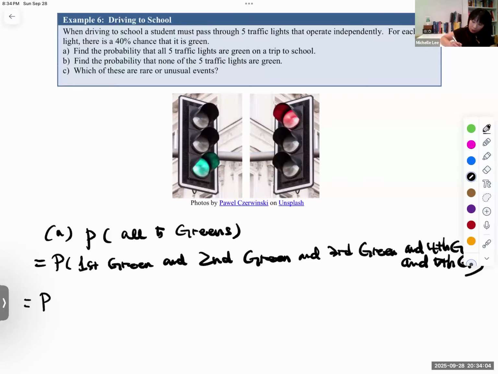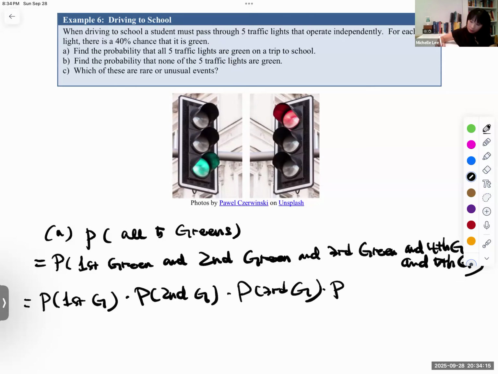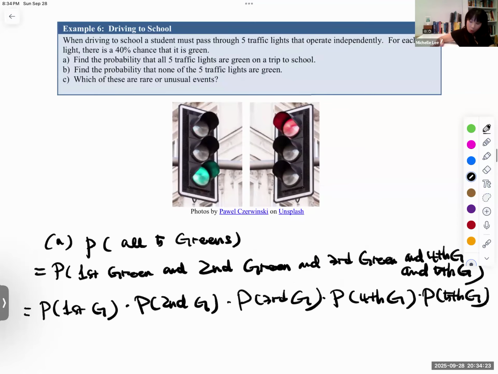So that is first green times the second green and times the third green times the fourth green times the fifth green, right? Okay, so what is the probability of green? 40%, which is we are using 40%. There will be a method: move the decimal to the left twice without the percent notation, right?